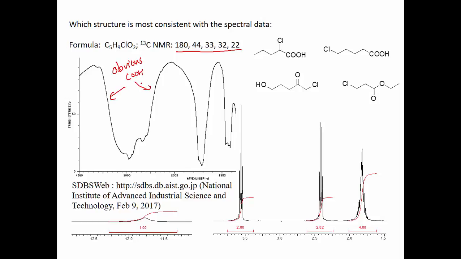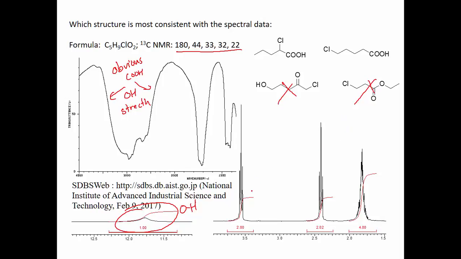this super large OH stretch is a dead giveaway. This is also a dead giveaway, the fact that we have an OH peak coming at almost 12 parts per million. Okay, so this is a carboxylic acid. We don't need to consider the choices that are not carboxylic acids.